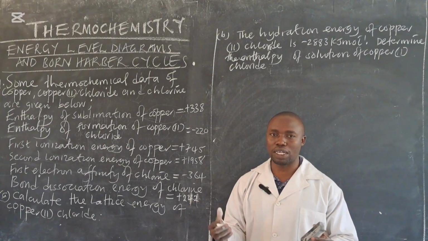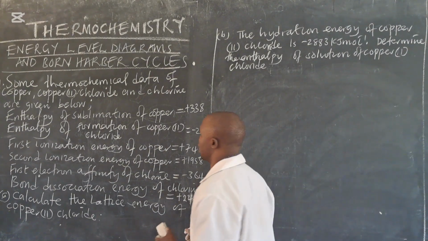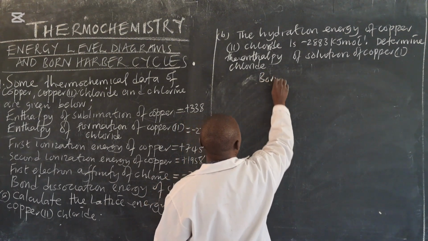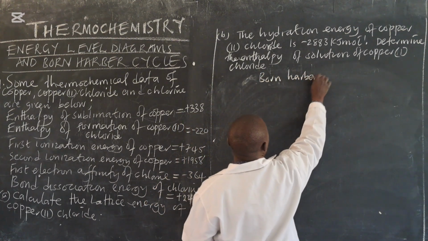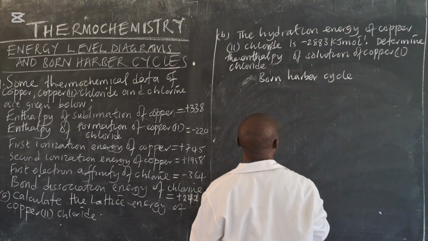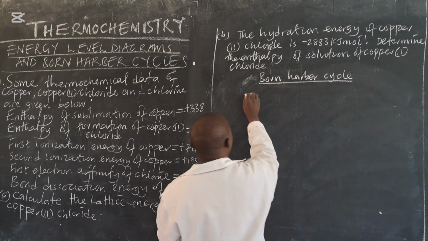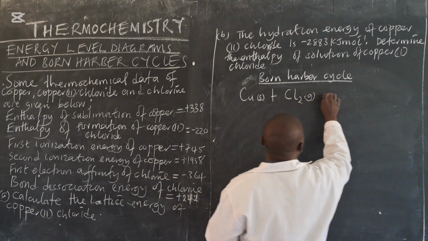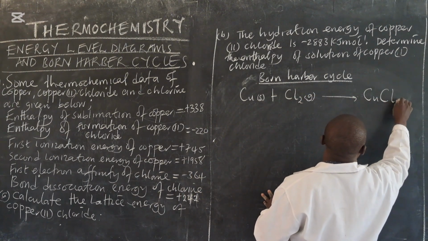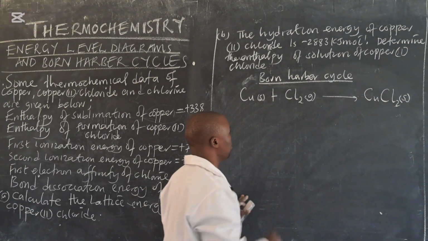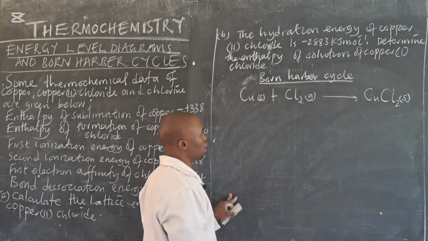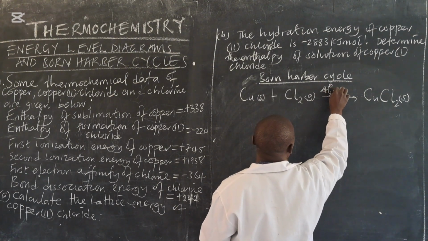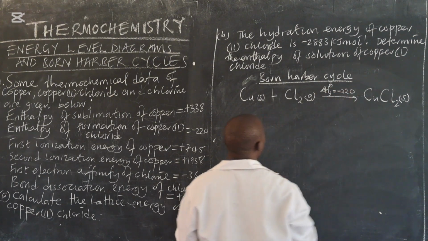Let us now look at the Born-Haber cycle. In the Born-Haber cycle, we first write the equation. So we write copper plus chlorine gives us copper 2 chloride, which is a solid. The equation is balanced. This is the formation value, which is -220.